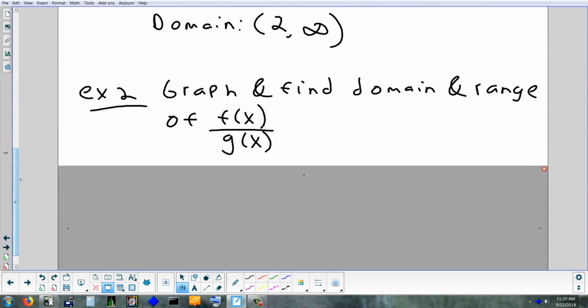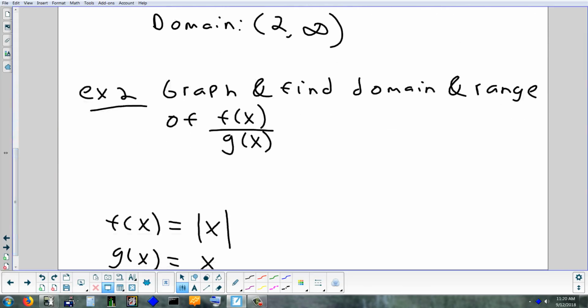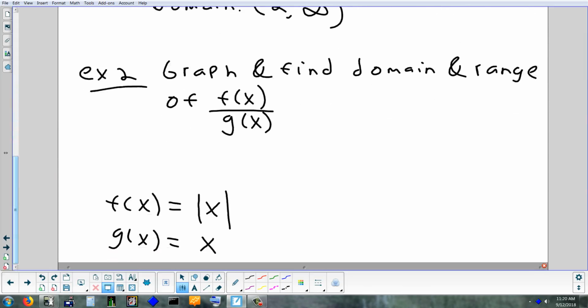All right, so let's try this one. So graph and find the domain and range of this. All right, so we'll use the calculator to graph it. So f of x is the absolute value of x, and g of x is x. Let's write that out first. So this is going to be the absolute value of x divided by x. What do you get? Let's pick a value for x. If x was 2, and you fill it into the formula I just wrote, what would the answer be?